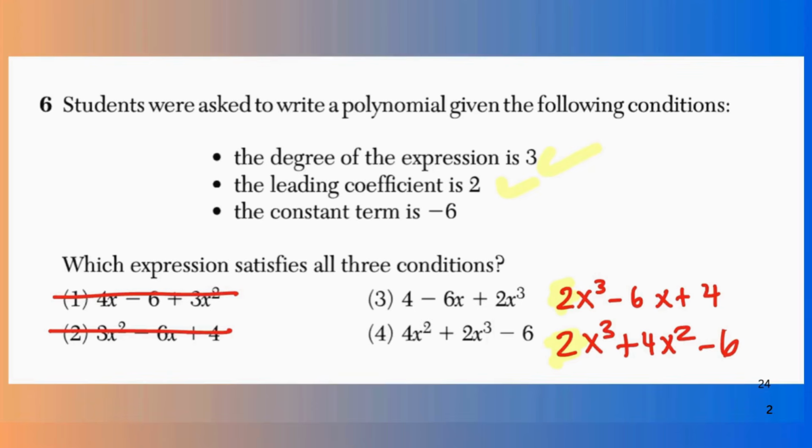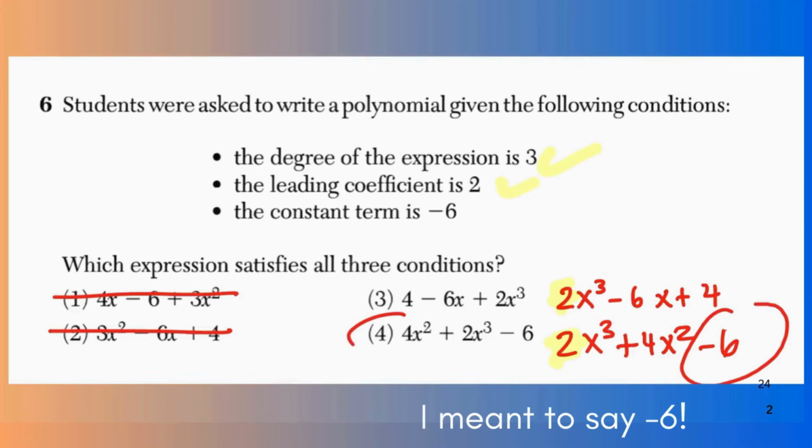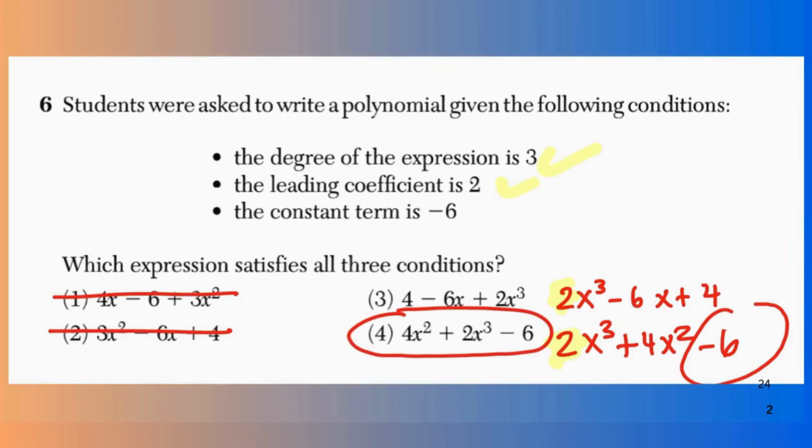So that means I have to go on to the third one, which is that the constant term is 6. The constant term is the term that does not have a variable. And so that, of course, occurs right here. And my answer choice is number 4.